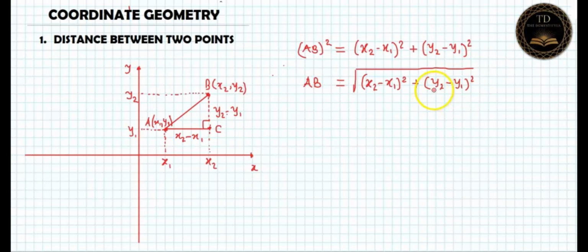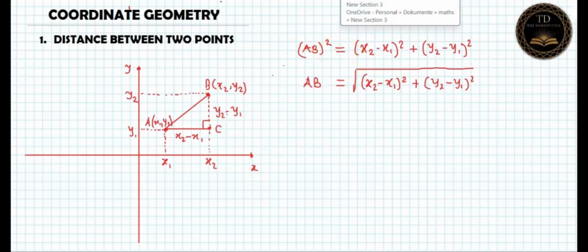So this formula helps you find the distance between point A and point B. That's what we call the distance between 2 points. Once you know the coordinates of the 2 points, you just slot in the values here and you have the distance between 2 points. So that's it. Let's quickly take a few examples, maybe 2 examples.